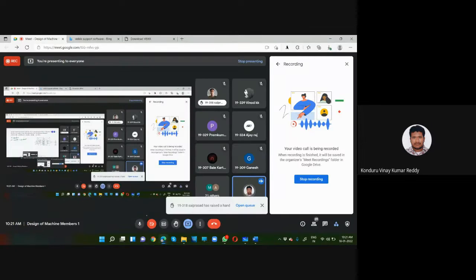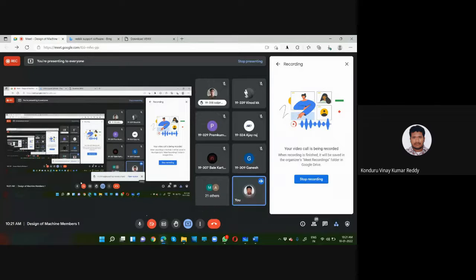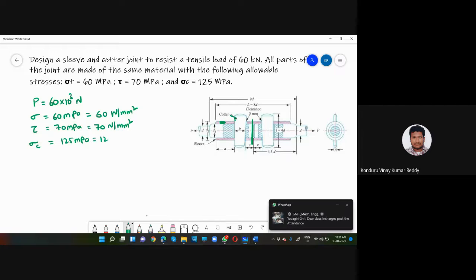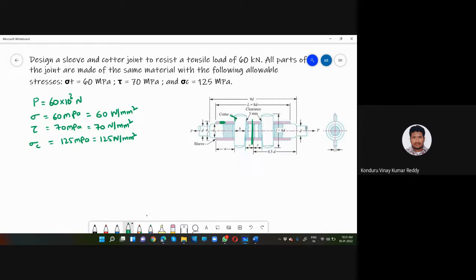Any doubts from anyone? Somebody has raised a hand. If you have any doubt, you can ask me. And next, it is the shear stress. Shear stress is equal to 70 megapascal, which is given in the question. We will be representing it as 70 Newton per millimeter square. Similarly, crushing stress, sigma C, is equal to 125 megapascal, which is 125 Newton per millimeter square.